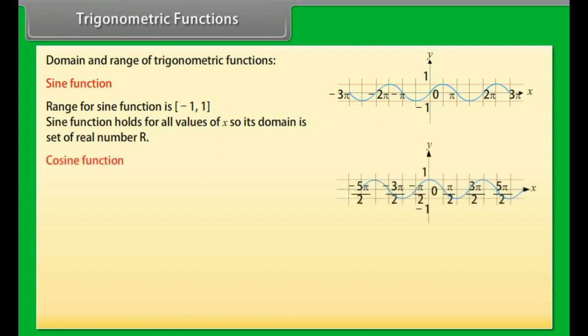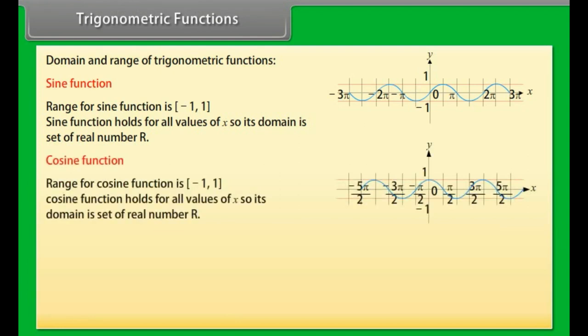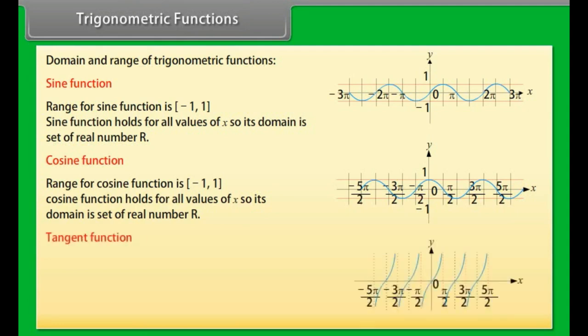Cosine function. Range for cosine function is -1 to 1. Cosine function holds for all values of x, so its domain is the set of real numbers R. Tangent function. Range for tangent function is the set of all real numbers.